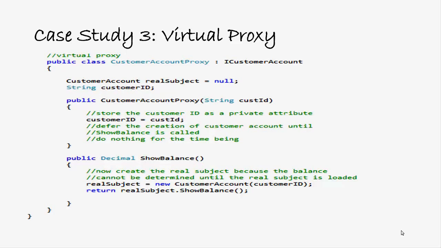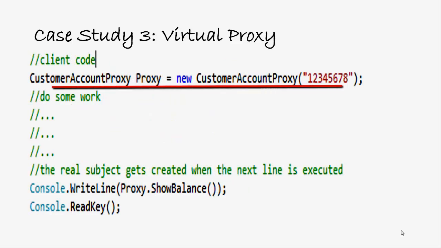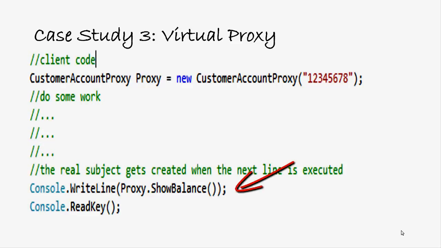So the idea is when a client calls the proxy, they're going to instantiate it with a customer account number, 12345678 in this example, and then they could do some work, but in the end, when the client requests show balance or wants to know the balance, then the proxy will go ahead and create the real subject, and that way the costly operation of creating the real subject is postponed till the second last line shown in the sample.